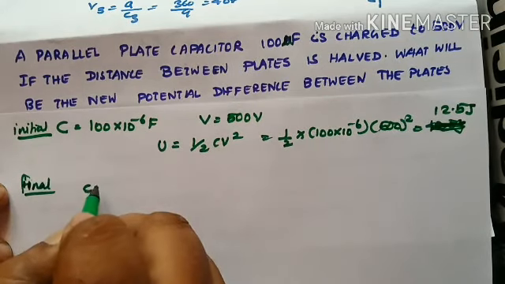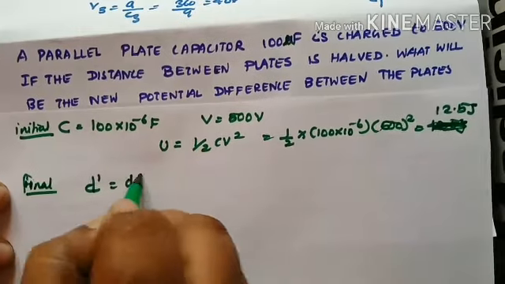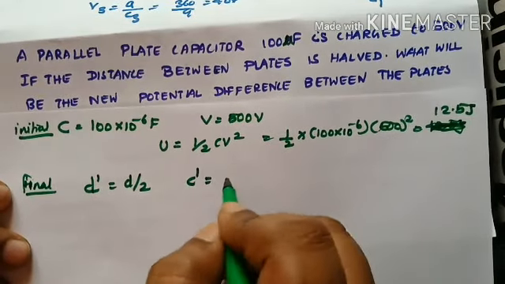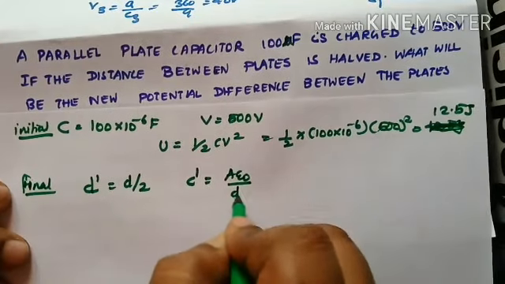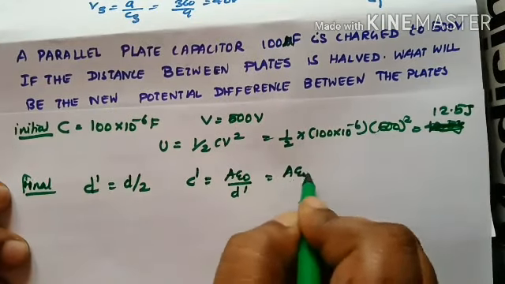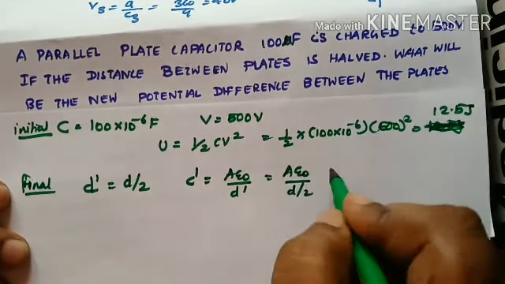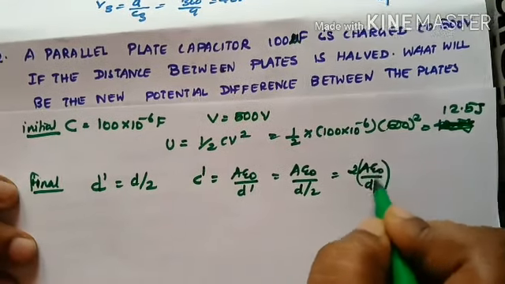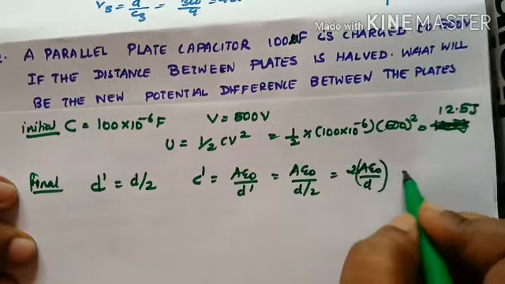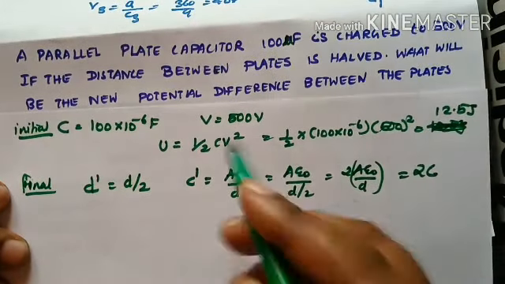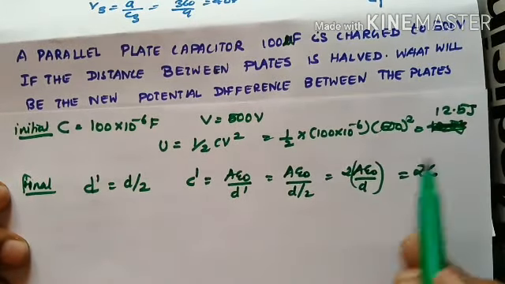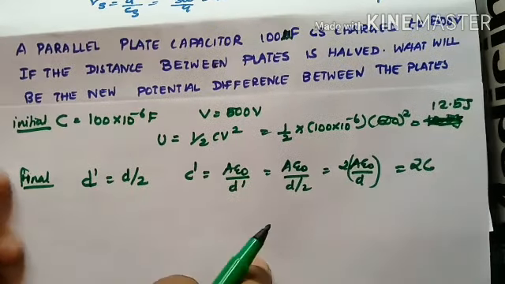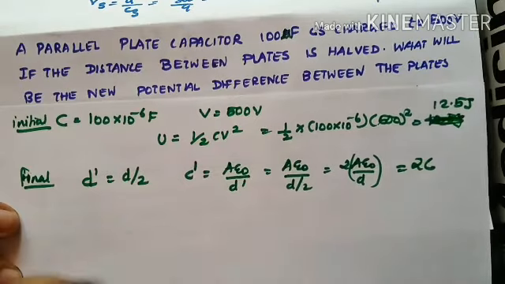Now D dash, the distance, has become half. So what becomes C dash? The new capacitance will be A epsilon naught by D dash, that is A epsilon naught by D by 2. So it becomes 2 A epsilon naught by D. What is A epsilon naught by D? That is the initial capacitance. So it becomes 2C. We need not find the value; later on we will see how calculation can be simplified without finding the actual value.